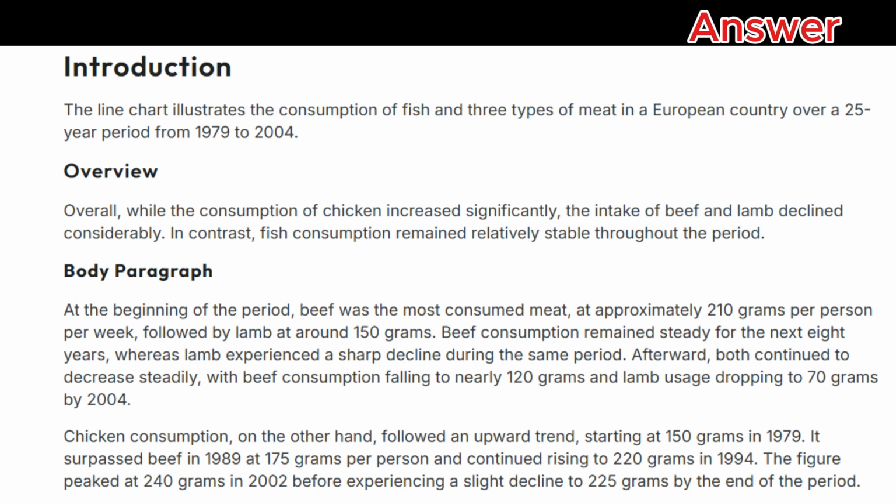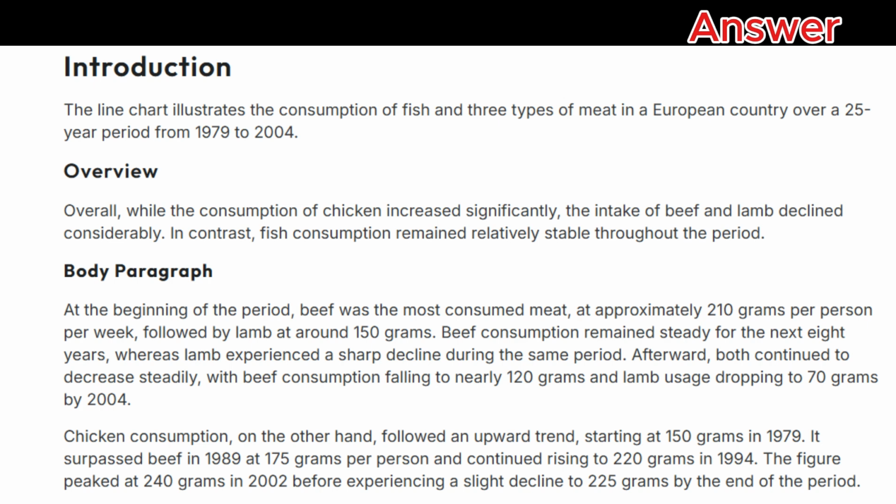Next, we write the overview. This is the most important part. Example: overall, chicken consumption increased significantly, while beef and lamb decreased. In contrast, fish consumption remained stable. Do not include numbers. Just explain main trends.